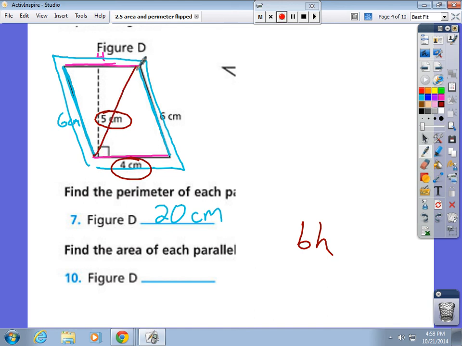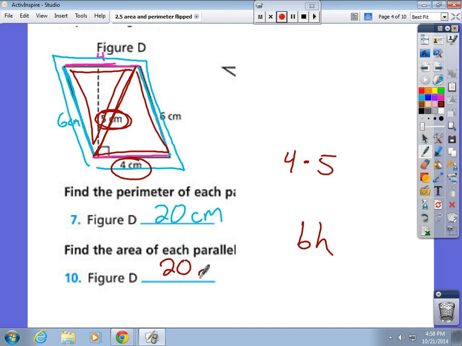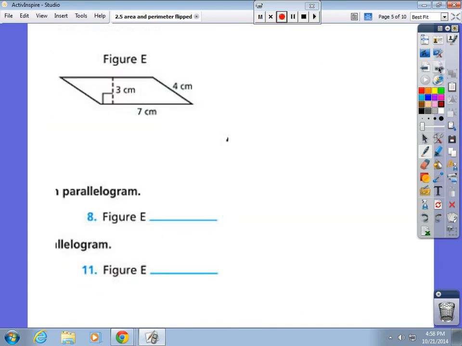Remember, this would be 1/2 base times height for that triangle, but we now have two of those triangles there, so we can just do base times height. It's hard to see here, but there's a 5 underneath there for our height, and our base was 4. 4 times 5 will give me the area of 20 centimeters squared. 20 square centimeters, figure D.